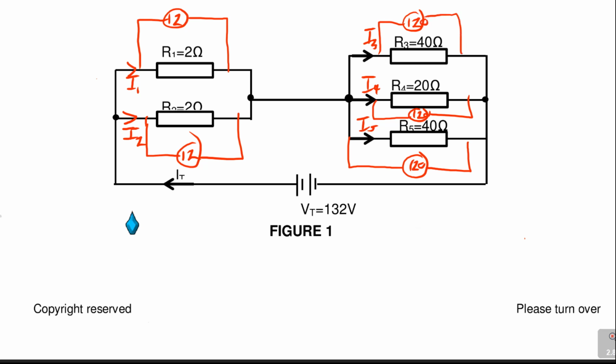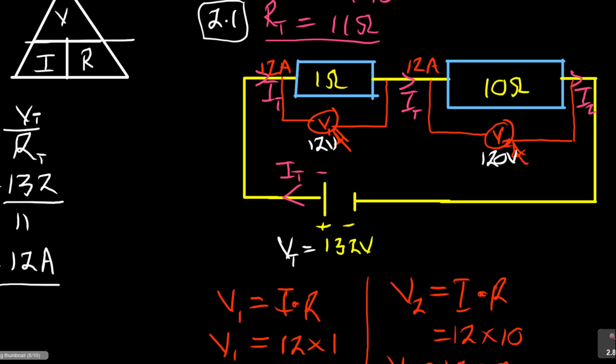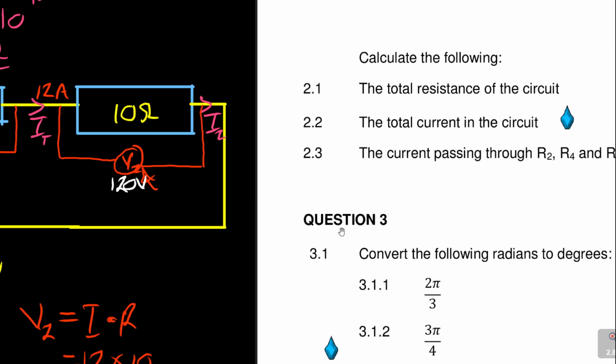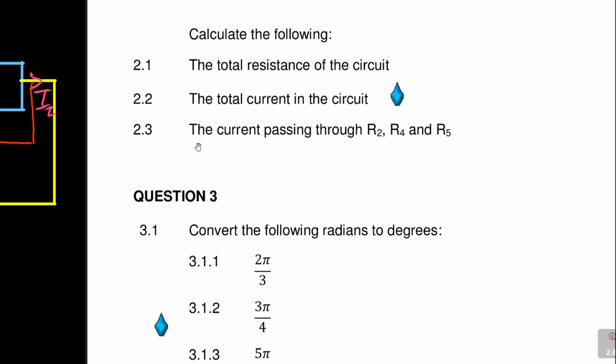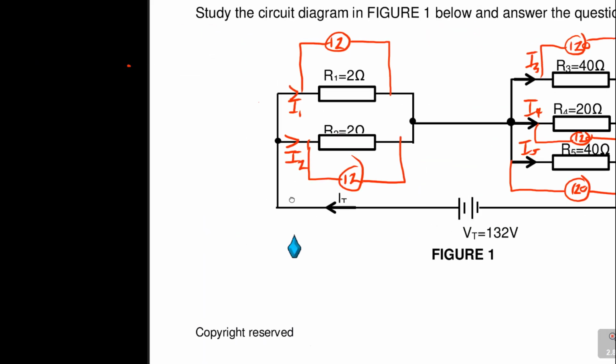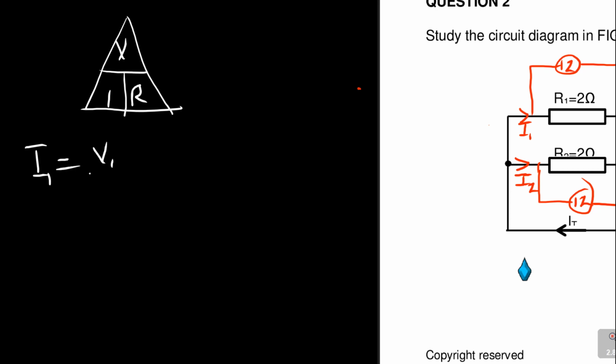Remember, the question is, let's go back again. Let's not lose the question. What was the question? The question is the current passing through R2, R4, and R5. So the current, it's easy now. Remember the formula? You come back to this part of the table to say V = IR. Then you say my current I1 is V1 over R1.